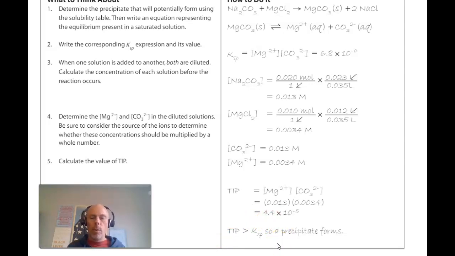Had they been equal, it would have been right at its saturation point, and had TIP been less than Ksp, it would not have been saturated, and in fact a little bit more of either of those compounds could be added before a precipitate were to form.